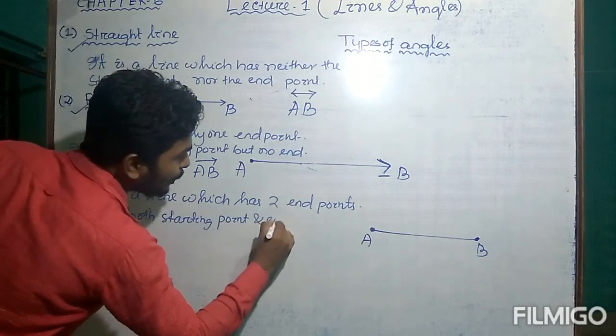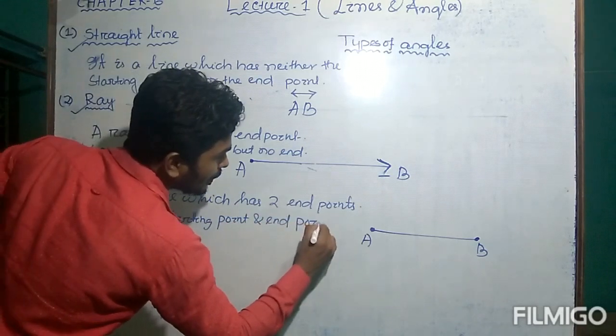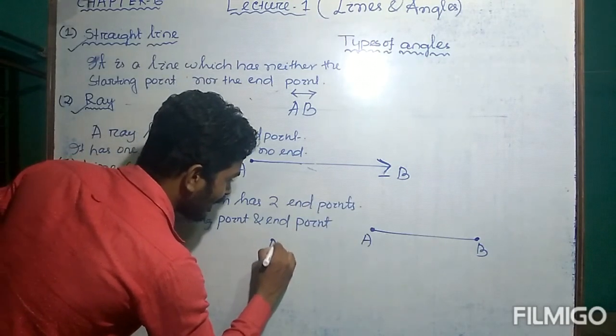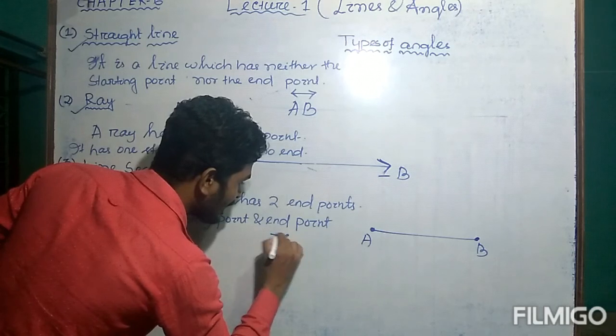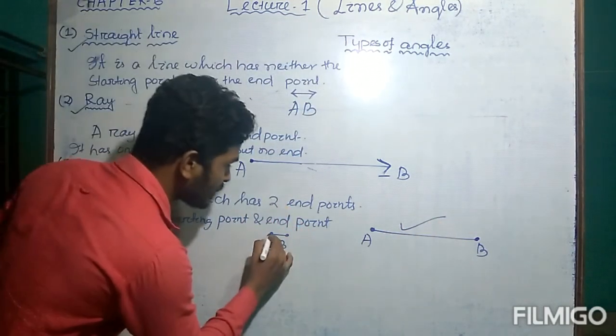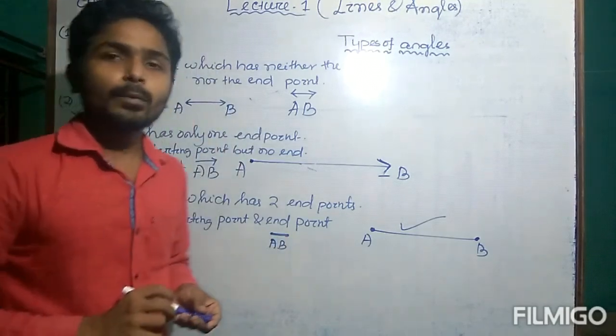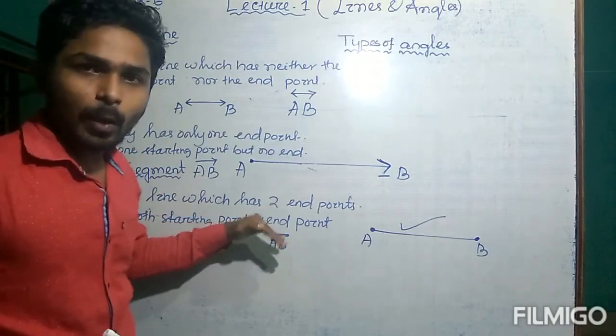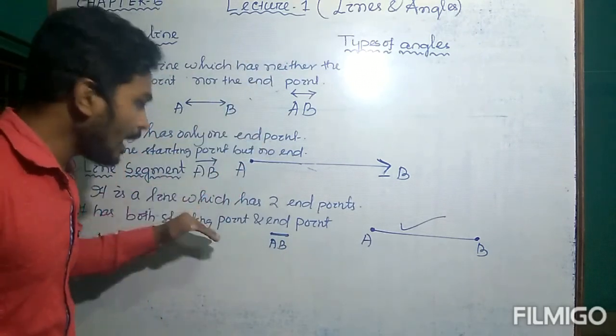and end point, right? So it can be represented like this. Line segment AB can be represented by AB, over which you have to draw the symbol of line segment. Understood? So these are the basic concepts about straight line, ray and line segment.